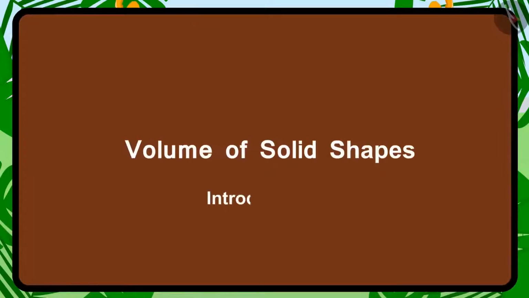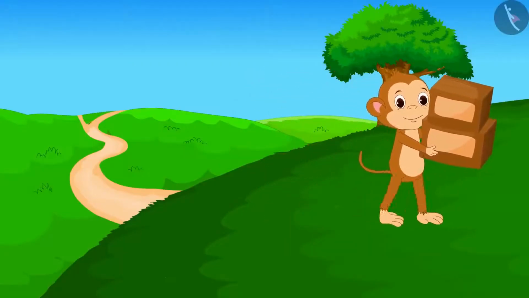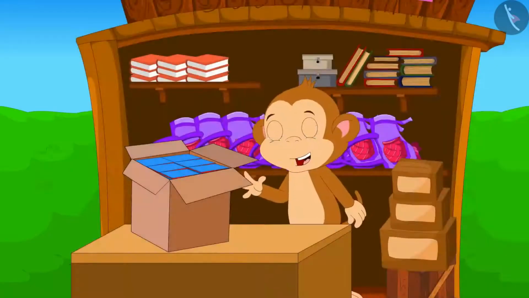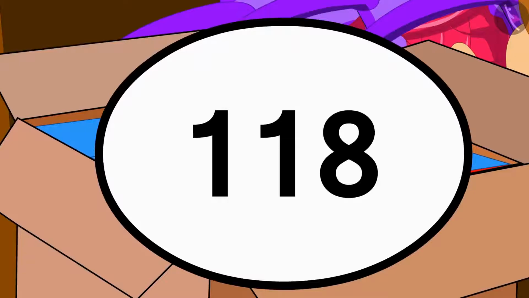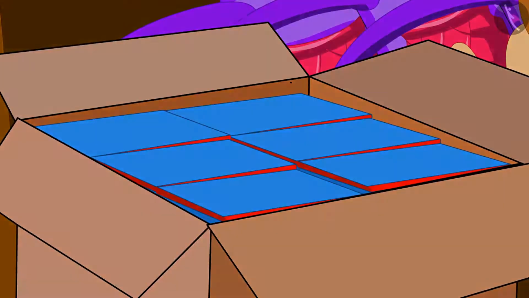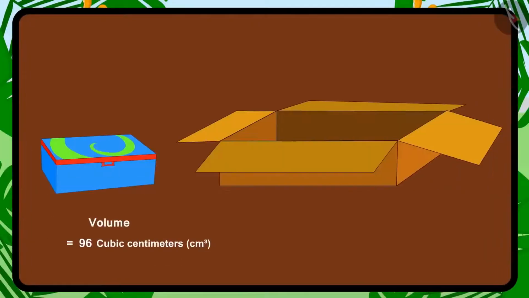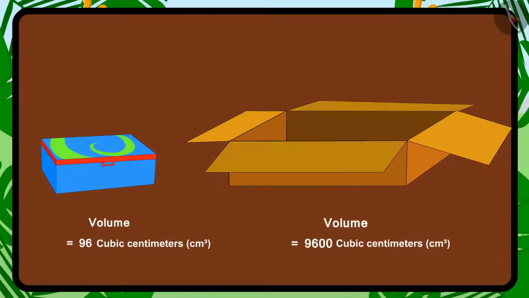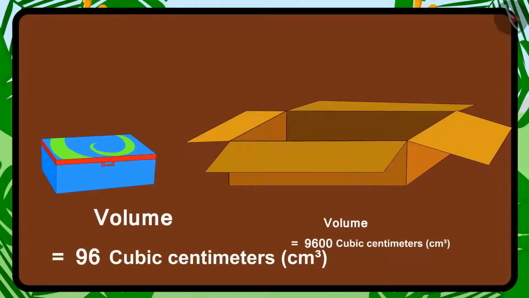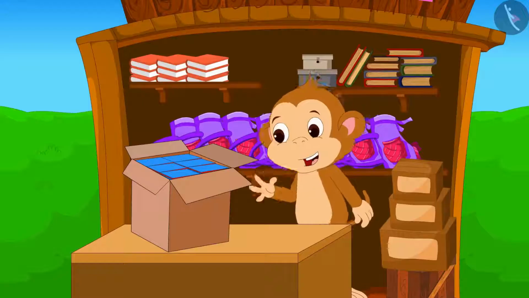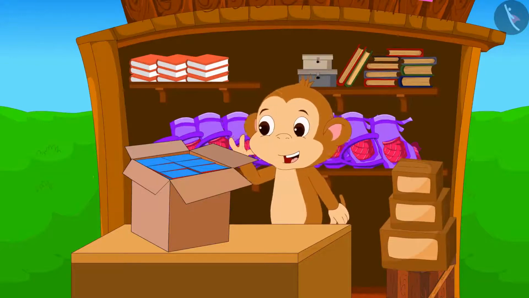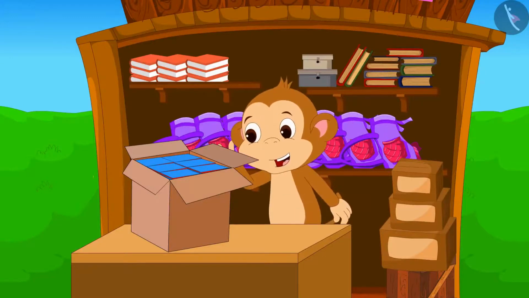In this video, we will learn about volume of solid shapes. In the previous video, we saw how Babban used 2 boxes and brought 118 compass boxes from the city to sell in his shop. And children, do you remember that the volume of each compass box is equal to 96 centimeter cube? Let's see what Babban is doing with these compass boxes.